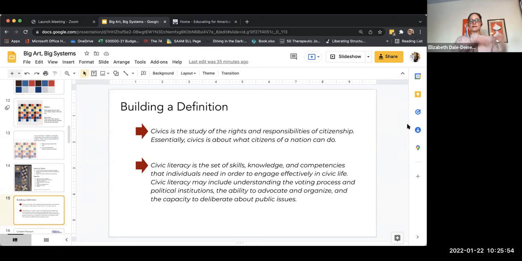Top bullet is civics is the study of the rights and responsibilities of citizenship. Essentially, civics is about what citizens of a nation can do. Is there anything that you want added to this? Do you want to take something out? Do you want to switch a word? Can and should, thank you.